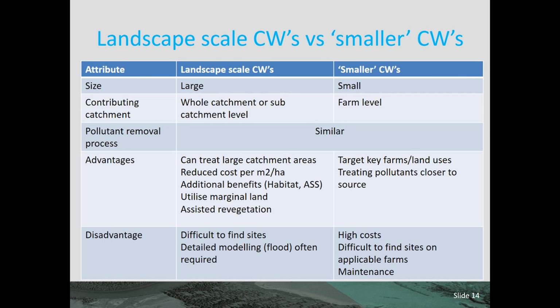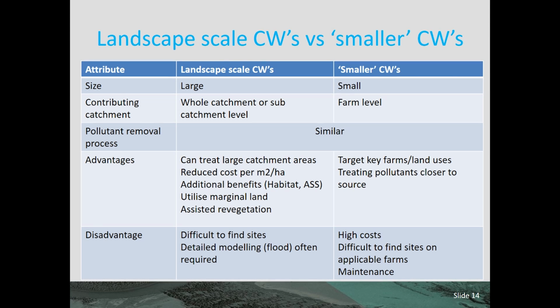I think the disadvantages with landscape scale wetlands are that it can be difficult to find the sites, and you do need detailed modelling to figure out how much flow you're going to get through that wetland. Are you going to flood the neighbour's farm? Because you're talking big 10, 20, 30, 50 hectare wetland systems and big flows. You don't want to flood the neighbour's cane farm or flood houses and stuff like that. So you do need some pretty detailed hydrologic and hydraulic modelling to run them.